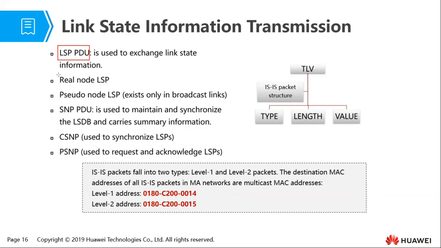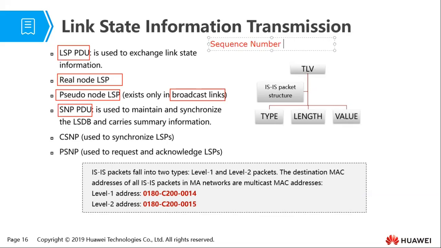Now we have real nodes, LSP. So real node means it's a real router. Pseudo node means it's a DIS. So it only exists in broadcast links because it's in broadcast links that we will have an election. Now we have what we call the CNP PDU. So CNP is what we call the sequence number PDU.